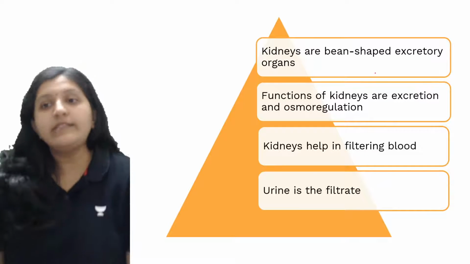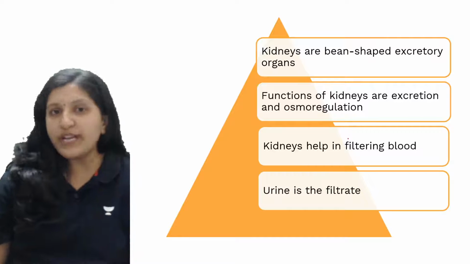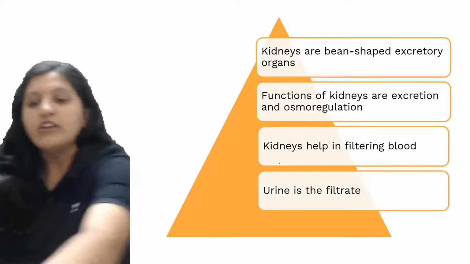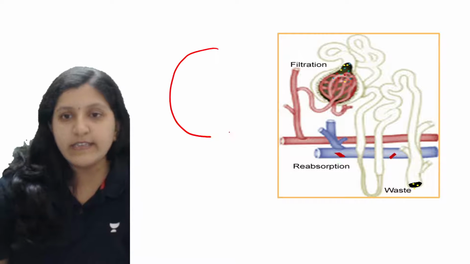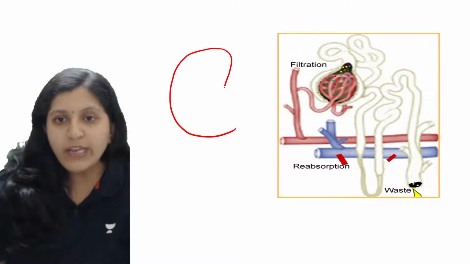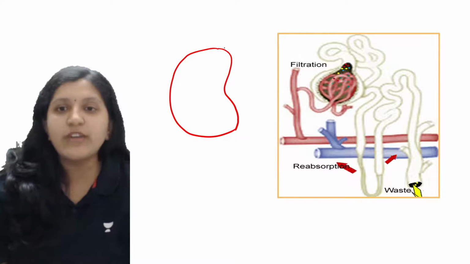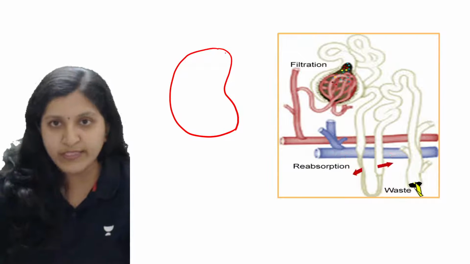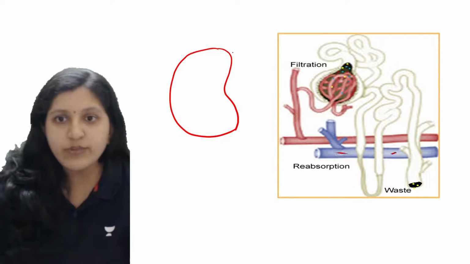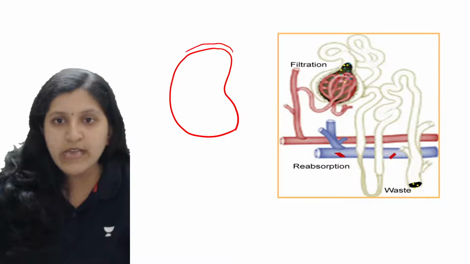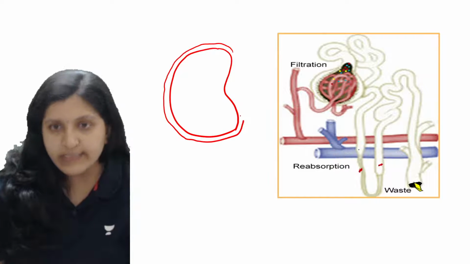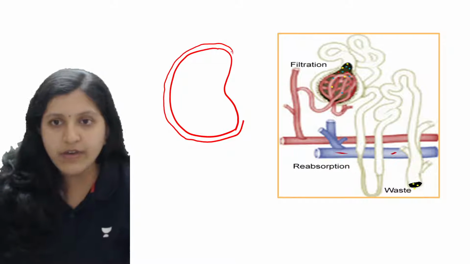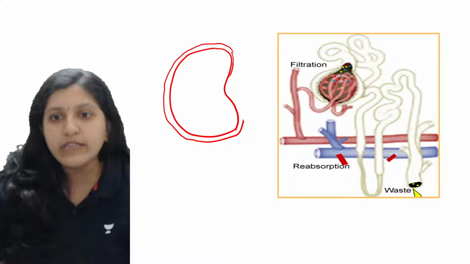Kidneys are bean shaped excretory organs. Let me just draw here. Let's say this is a kidney. While you draw the kidney, make sure that you draw two coverings for it. In your exam also they would expect you to draw two coverings. This is now a capsule which is covering the kidney part.